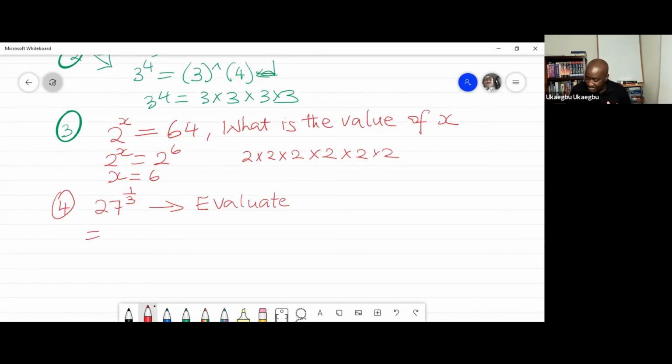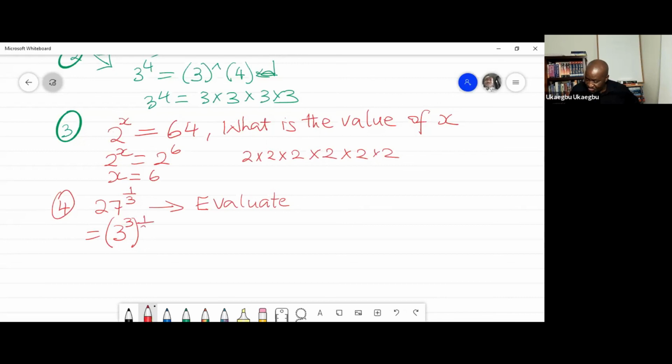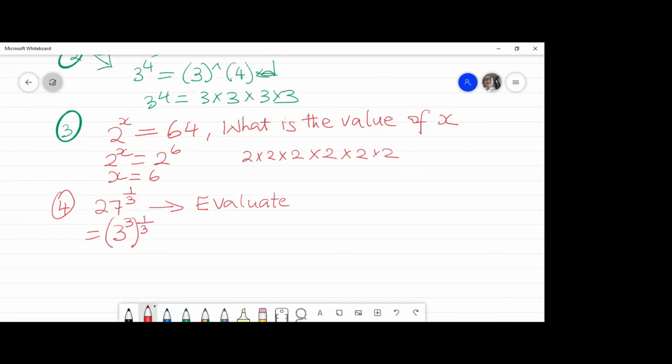You said 3 to the 3rd power. You put it in parentheses, to the power of 1 over 3. And when I put it in my calculator, I got 3. Okay.